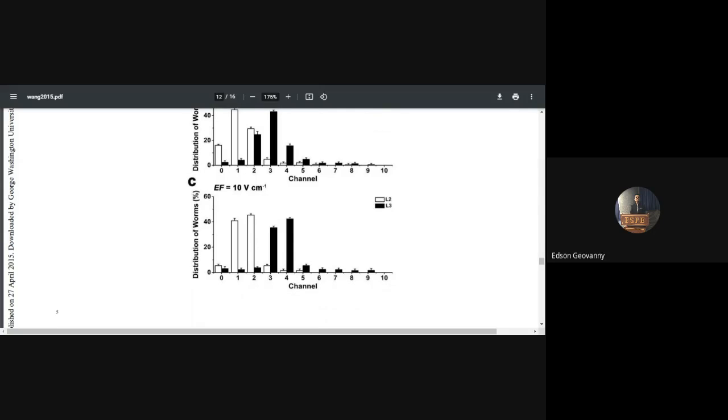In conclusion, the electric field of 10 volt per centimeter serves to separate L2 and L3, and this method provides additional studies that are needed for the synchronization of worms in the stage. Thanks.